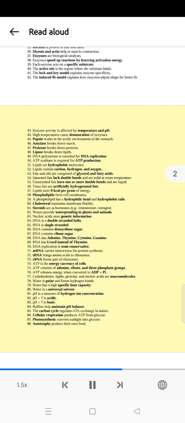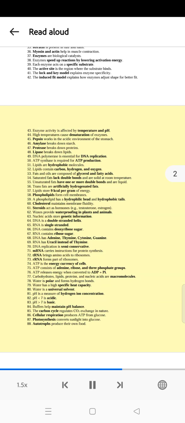DNA replication is semi-conservative. mRNA carries instructions for protein synthesis. tRNA brings amino acids to ribosomes. rRNA forms part of ribosomes. ATP is the energy currency of cells. ATP consists of adenine, ribose, and 3 phosphate groups. ATP releases energy when converted to ADP plus Pi.